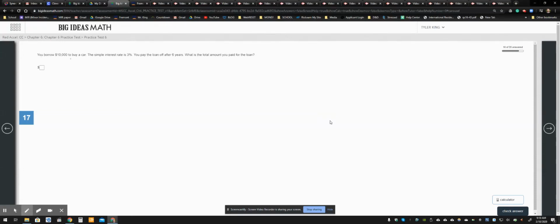You borrow $10,000 to buy a car. The simple interest rate is 3%. You pay the loan off after 6 years. What is the total amount you paid for the loan?